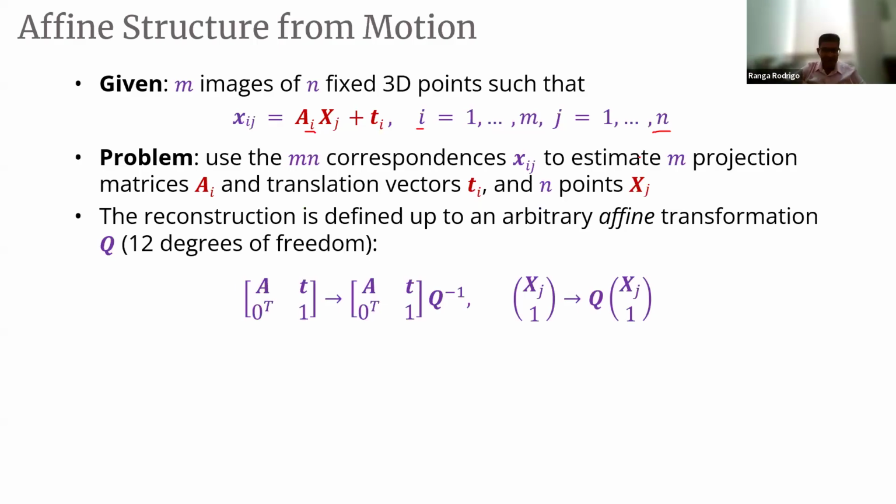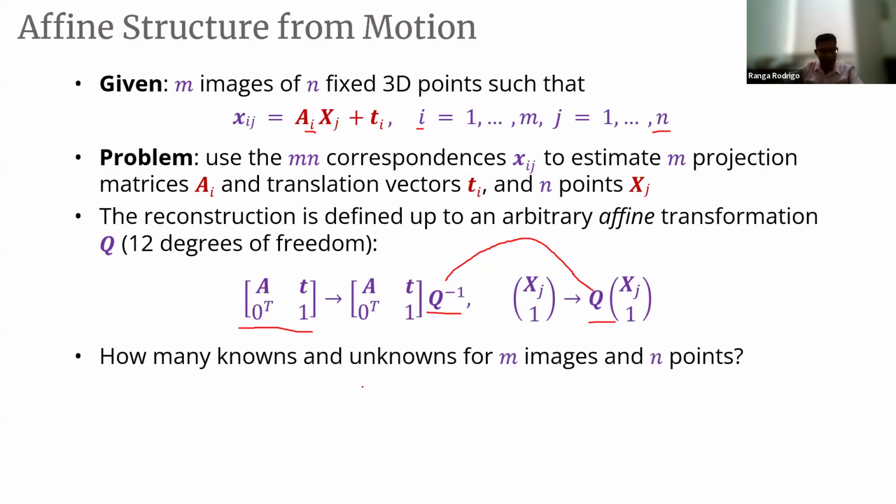The reconstruction is defined up to an arbitrary affine transformation, as we discussed earlier. That means if we get the affine camera matrix [A T; 0 1], you can multiply it by Q inverse. If we get Xj, you can multiply by Q, because this Q is unknown to us. You need additional constraints for that.